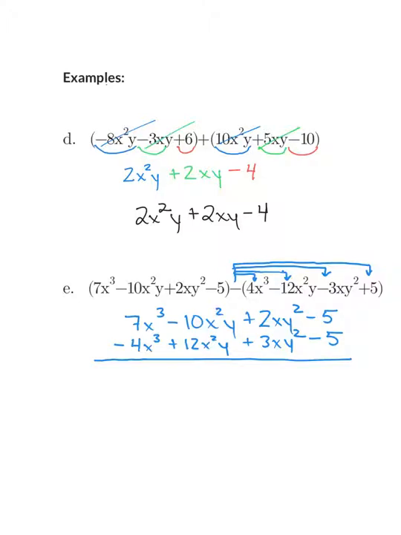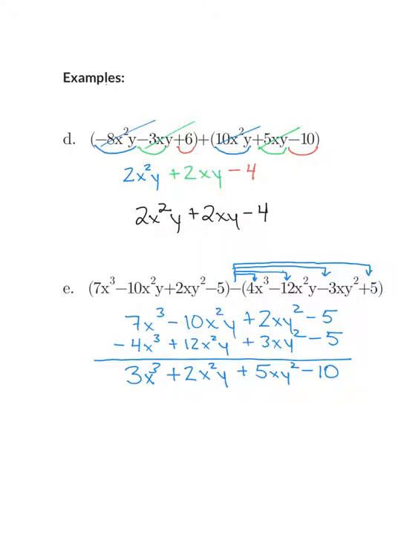So we get 7 minus 4 is 3. Keep our x cubed. Negative 10 and 12 become positive 2. Keep the x squared y. 2 and 3 combine to give me 5. Keep the xy squared. And negative 5 and negative 5 become negative 10. And you're done.